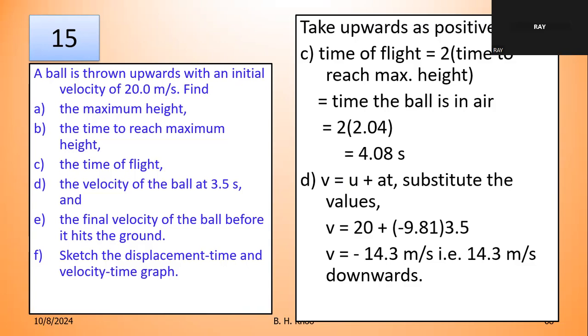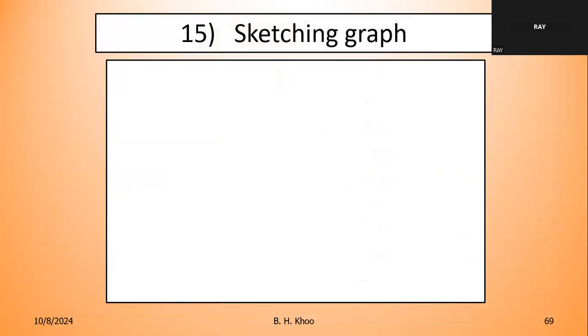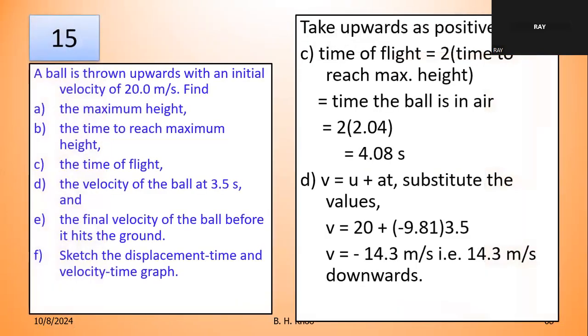Okay, what is the answer for E? The final velocity of the ball before it hits the ground. Final velocity of the ball before it hits the ground. Does that mean the acceleration is 0? No, acceleration never goes to 0. Acceleration is always 9.81, always downwards.